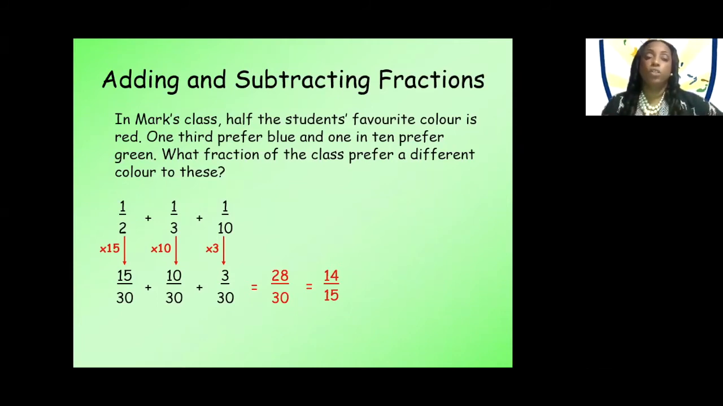2 into 28, you get 14. Same 2 now, don't switch on me. Don't switch the number. 2 into 30, you get 15. And that is an equivalent fraction, and it is in its simplest form. Okay, good stuff.